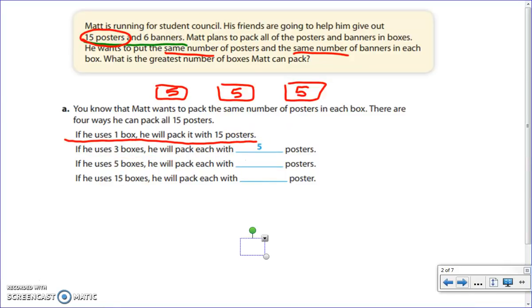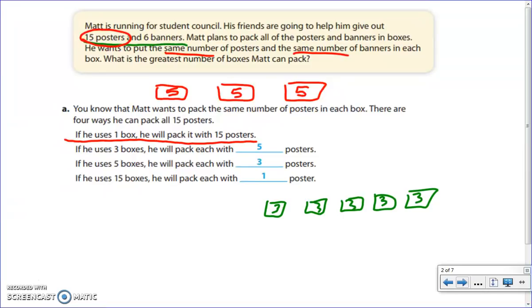If he uses 5 boxes, then each would have 3 posters in it. Okay, and I can draw a picture for you there as well. 1, 2, 3, 4, 5. If he used 5 boxes, 3, 6, 9, 12, 15. And then if he uses 15 boxes, each would obviously have 1 poster in it. Any of these different situations would be plausible for just the posters.